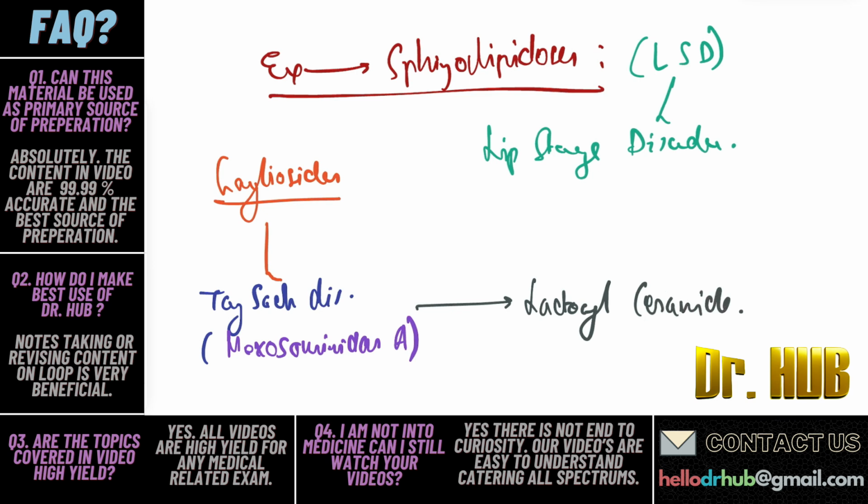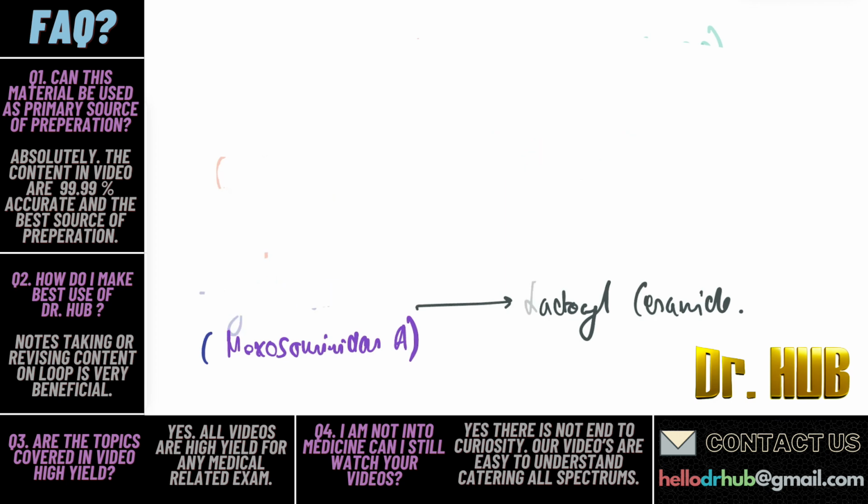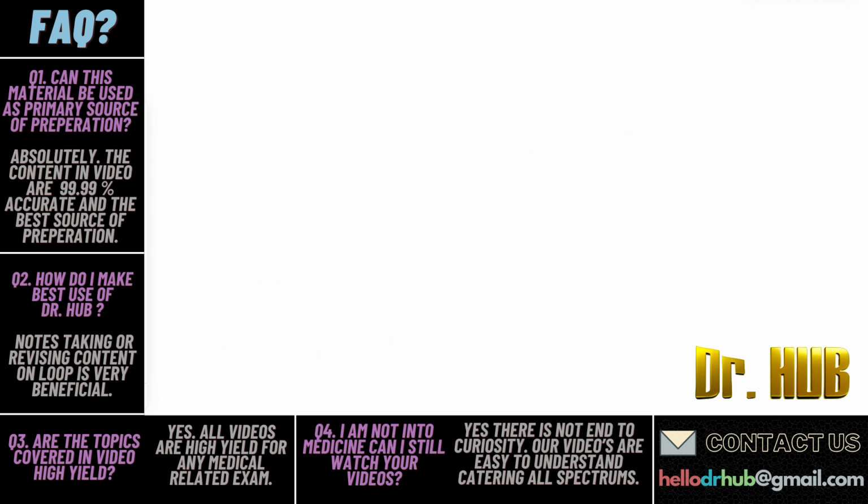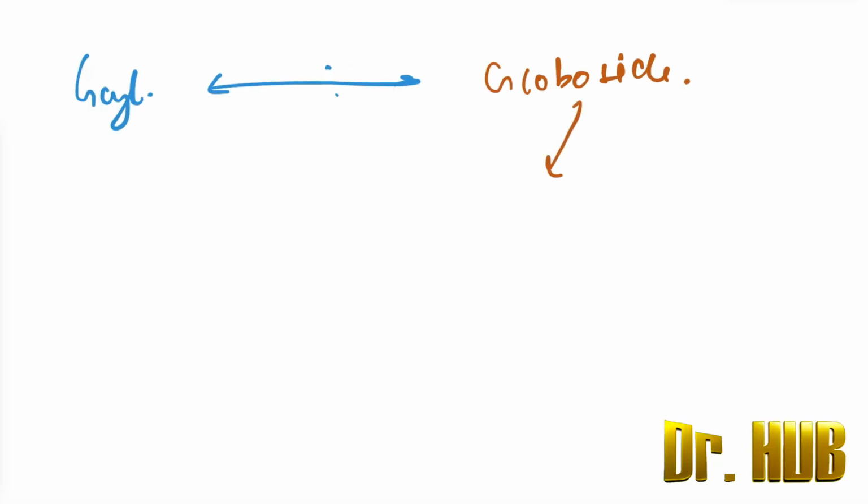On the other hand, let's look at what leads to the lactosyl ceramide. On one hand, we had the ganglioside. On the other hand, we have the presence of the globosides. So these globosides and gangliosides lead to the lactosyl ceramide. That's the step we are looking at. This globoside leads to Sandhoff disease.